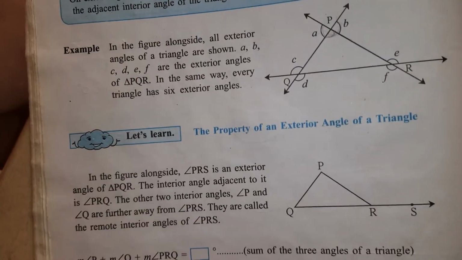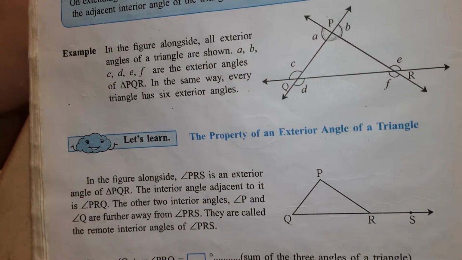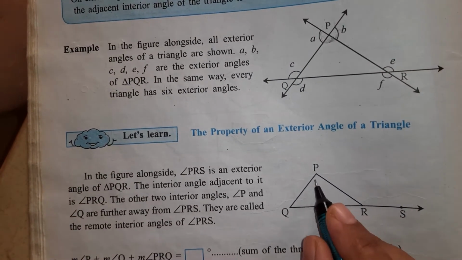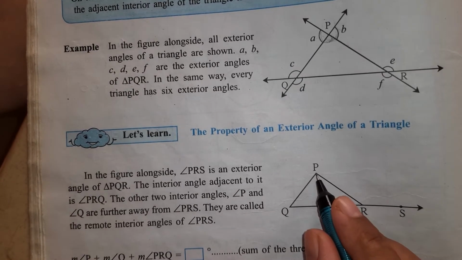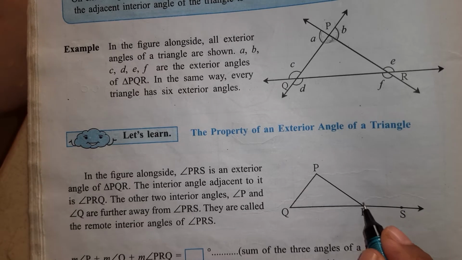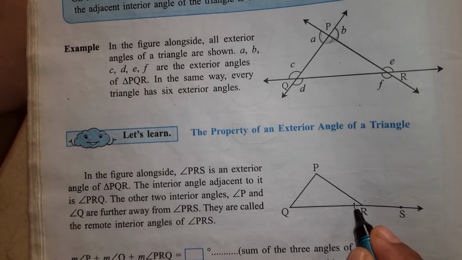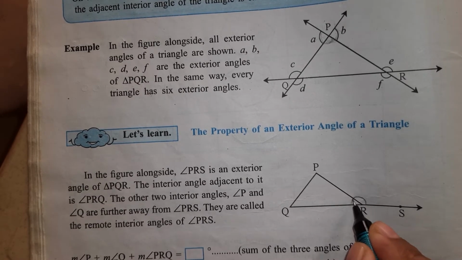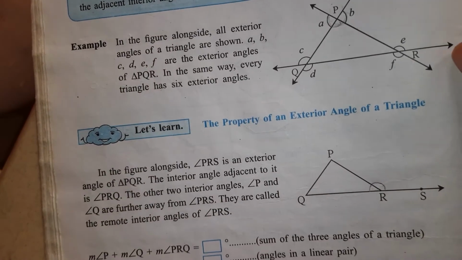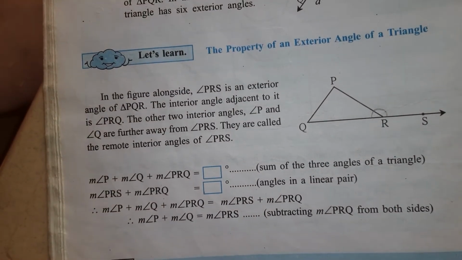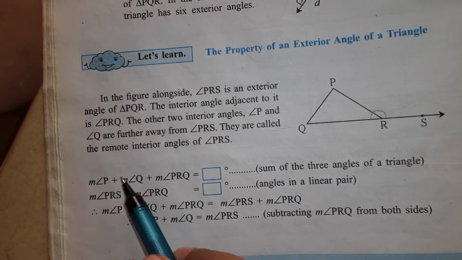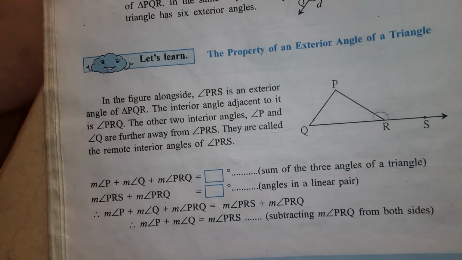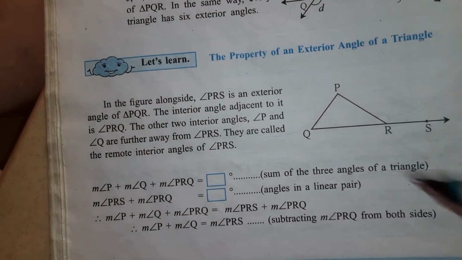Now we will study a property of the exterior angle of a triangle. So the property says that suppose this is a triangle PQR and PRS is exterior angle. Why is it exterior? Because it is adjacent to this interior and together they form linear pair. Now the property of the exterior angle. See here. Measure of angle P plus Q plus PRQ. PRQ means which angle? This one.